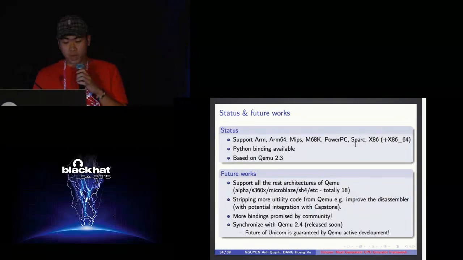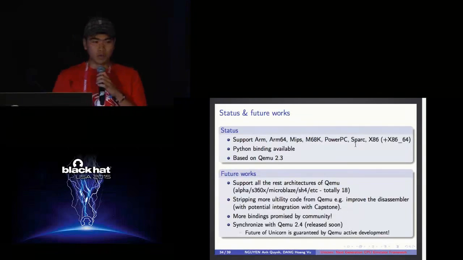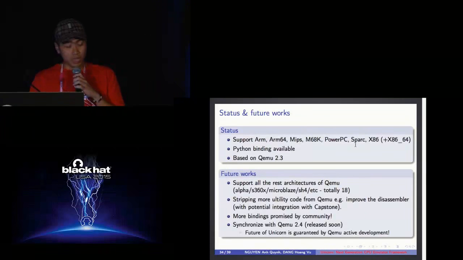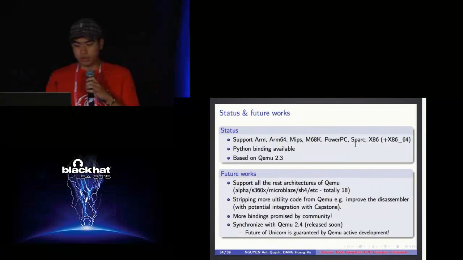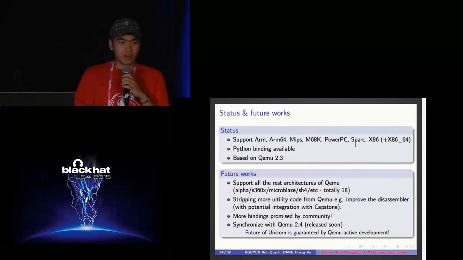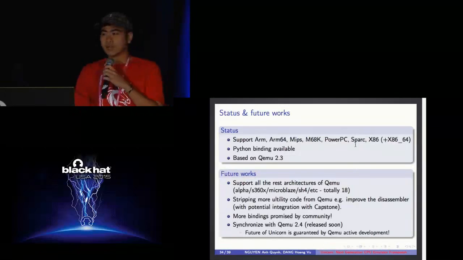Our future work is that we want to support all the rest of the architectures that QEMU supports. We have experience on how to move code from QEMU to our code, so this should be fast. We want to strip out more utility code from QEMU. For example, we want to improve their assembler, maybe with some integration with Capstone for the architectures it supports. We want more bindings, which is promised by the community, the same way as Capstone. We want to synchronize with 2.4 when it's released. And the point is that the future of Unicorn is guaranteed because people are still working on QEMU.